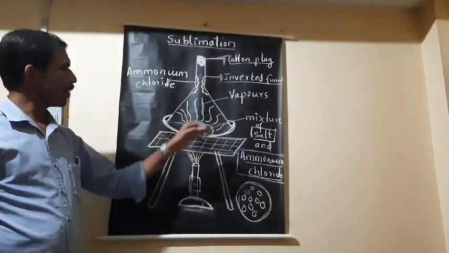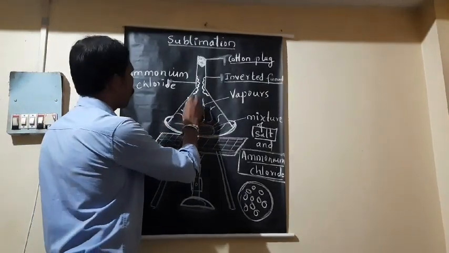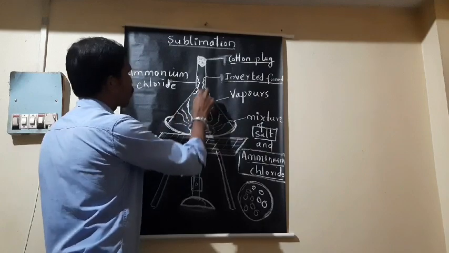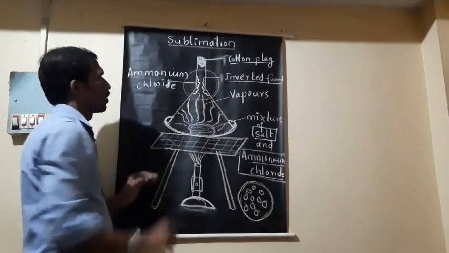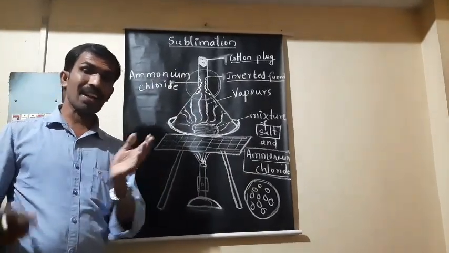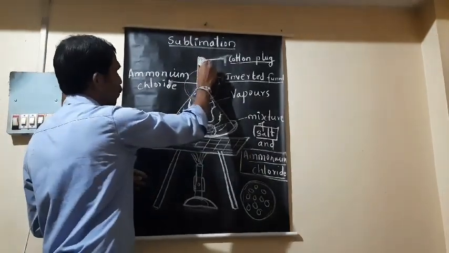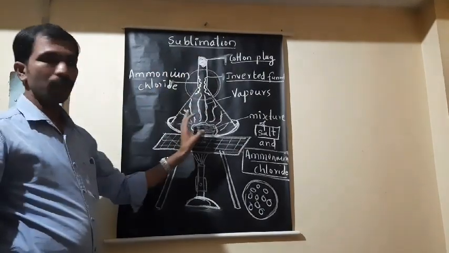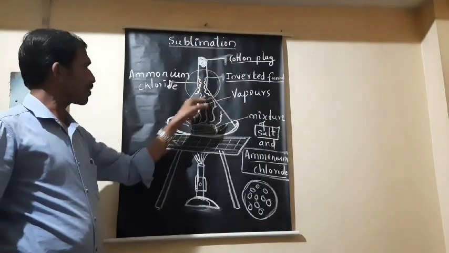When you provide heat, it turns to vapor, and the vapor goes upwards to the funnel. Here the vapors are directly turned into solid again, because we have closed it with a cotton plug. That's why the ammonium chloride vapors start condensing here.